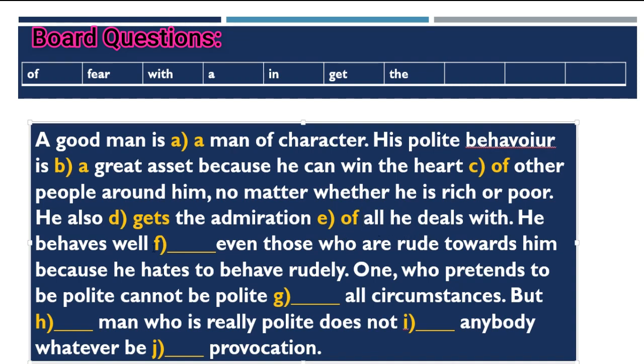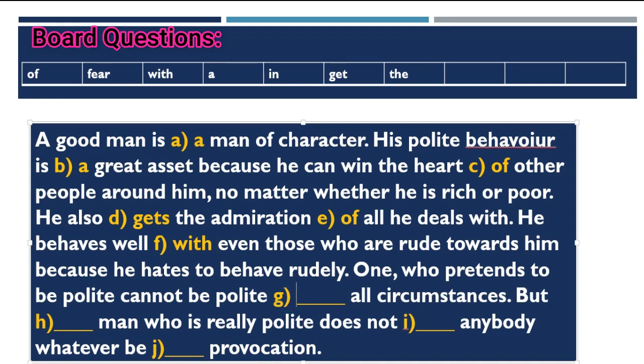Then he behaves well dash even those who are rude towards him. He behaves well with. Here with is appropriate, that can get the meaning of the sentence. Behaves well with even those who are rude towards him, because he has no need to behave rudely. Then one who pretends to be polite cannot be polite dash all circumstances. Who pretends to be polite cannot be polite in all circumstances.